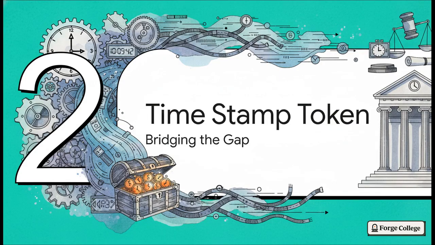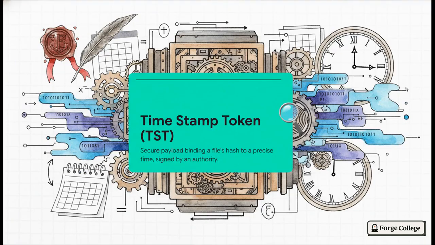That brings us to Section 2, the timestamp token. What exactly is a TST? Well, a timestamp token is a secure digital payload that mathematically binds a file's hash to a precise time. And here's the kicker, it is signed by an authority. If we're building a legal trust machine, this token right here is the engine block. It's the core component where cold hard cryptography literally meets the calendar.